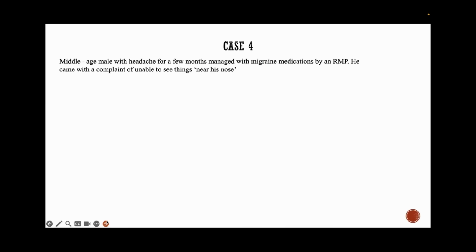Another patient walked in with migraine-type treatment being given by an RMP, but again, a middle-aged male with headache with no other symptoms like photophobia, phonophobia, and males generally don't commonly present with migraine. So he had been managed for the past 5-6 months by an RMP, and then he said suddenly that something near the nose is getting fuzzy, like it's not very clear. Again, red flag, some visual field changes there.